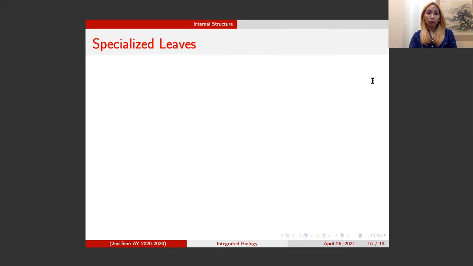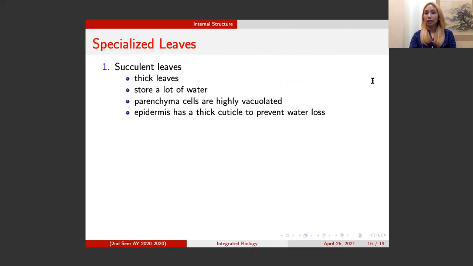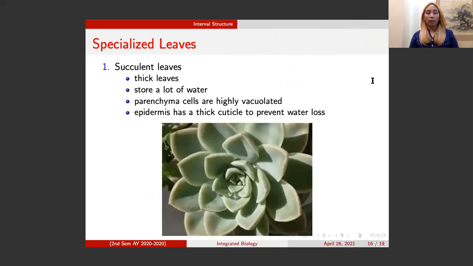Okay, so we're done with the functions of the leaves. So moving on, we have specialized leaves, starting with succulent leaves. Those of you who love gardening, right? Or your mothers, so you're very familiar with succulents. Succulent leaves are thick-lipped.